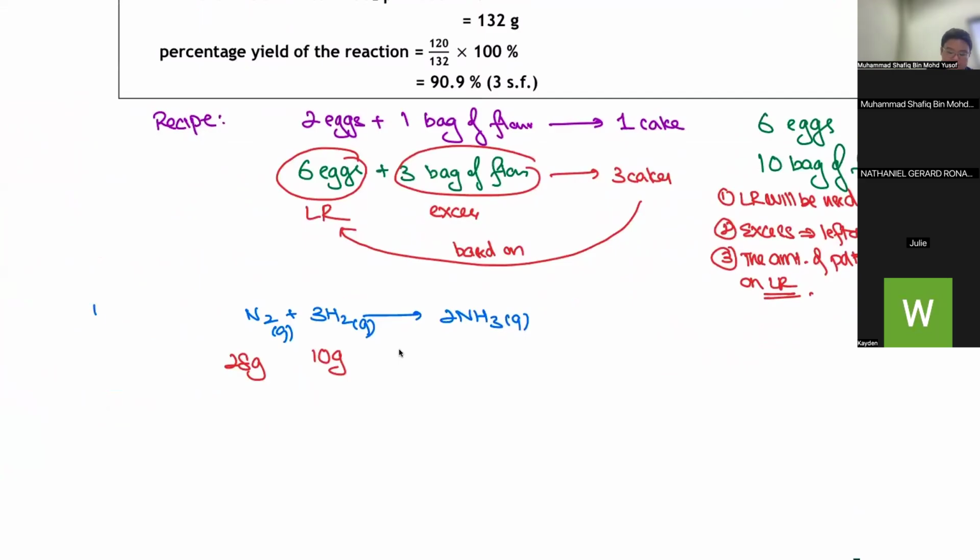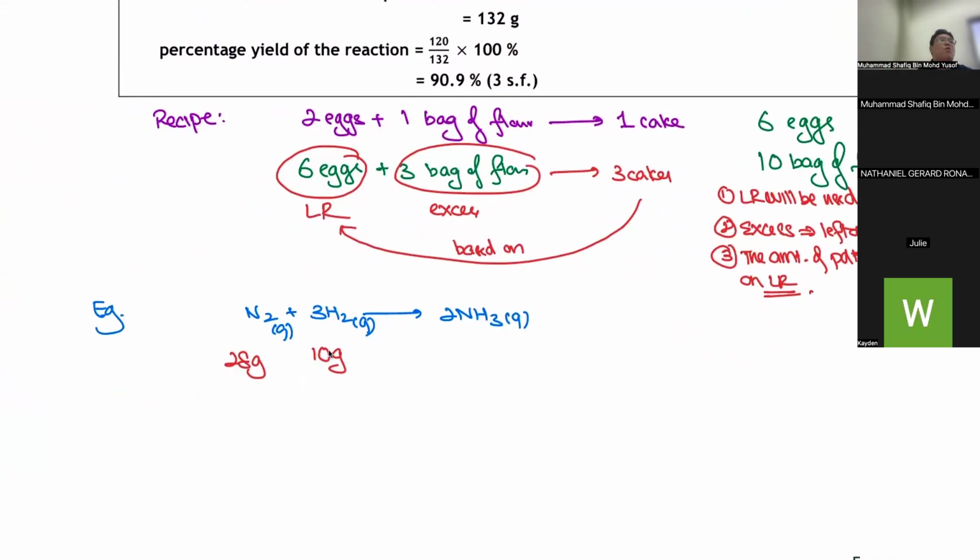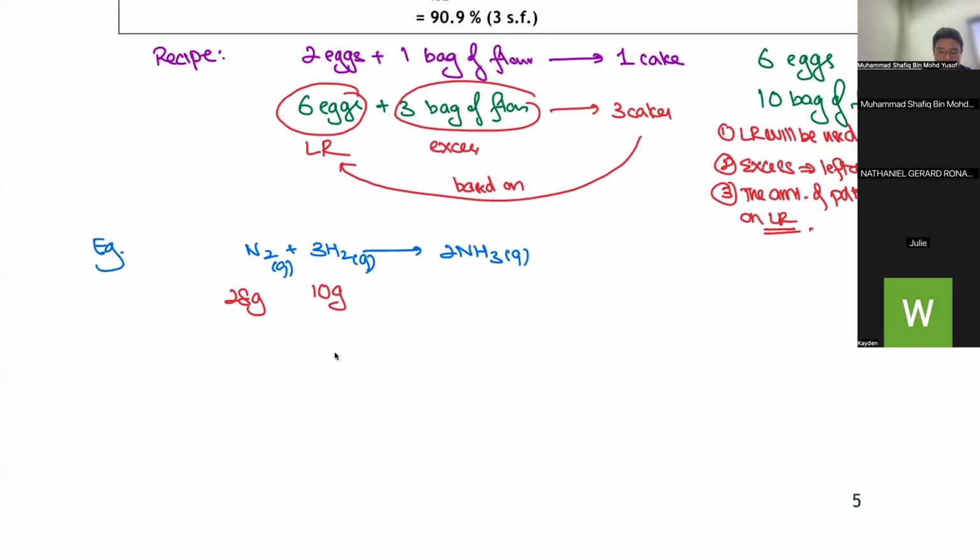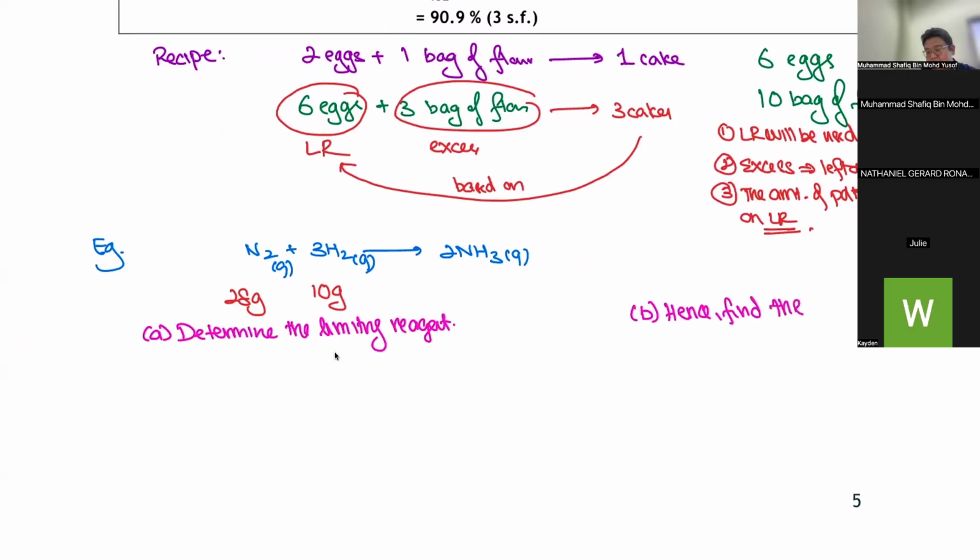This example we're going to discuss. Nitrogen plus hydrogen become ammonia again. But now I will tell you, during the reaction, I start with 28 grams of nitrogen and 10 grams of hydrogen in this case. Ready for this one? The first question I will ask students is this. Number 1, determine the limiting reagent of this question. Then part B, find the mass. Find the volume of ammonia gas produced.